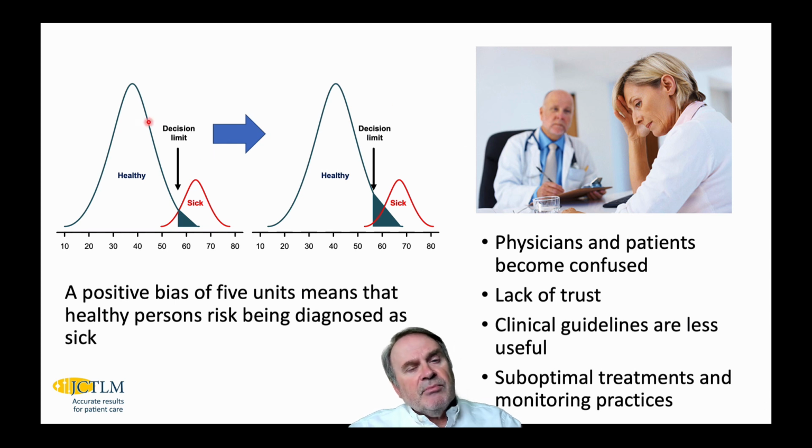In this example, a positive bias has occurred in the measurement system used. There are +5 units, and this means that healthy persons are diagnosed as sick, and comparison of previous results to the current results may result in lack of treatment or in unmotivated treatments.